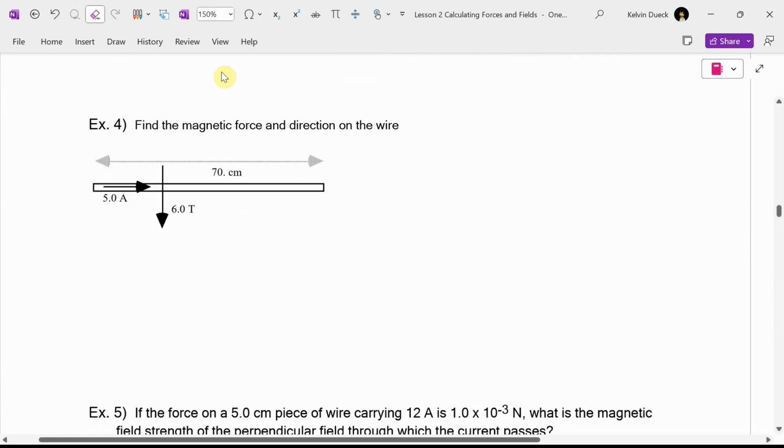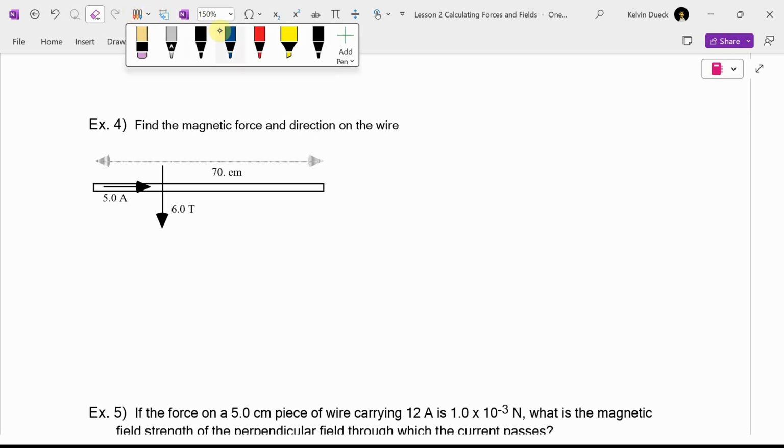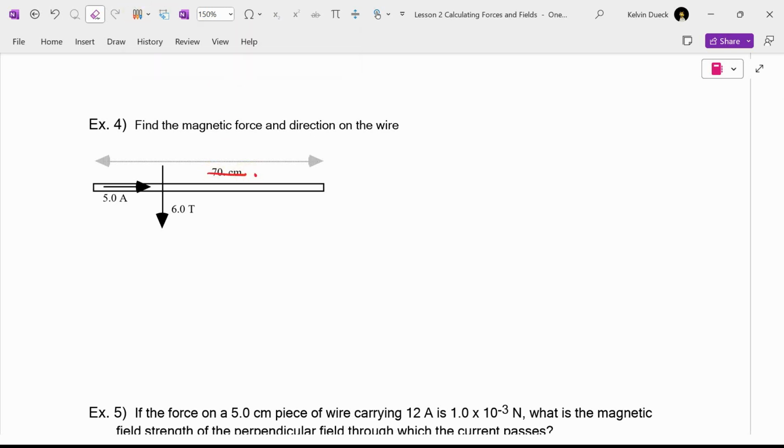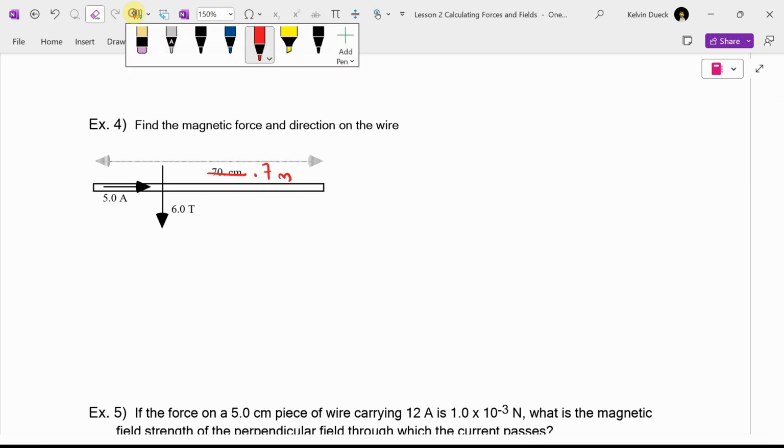So example 4 says, find the magnetic force and the direction on the wire. Just glancing at this is already something that creeps me out. What creeps me out? The first thing I would probably do is go, nice try, 0.7 meters. The rest of the units are good. Let's find the magnitude, then we'll do the direction.